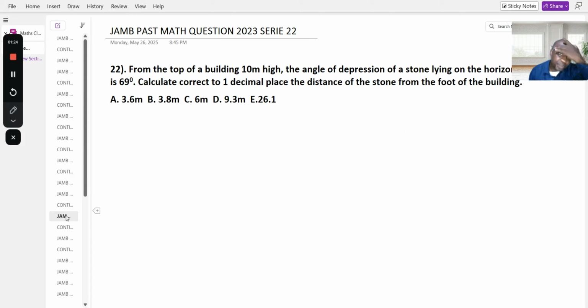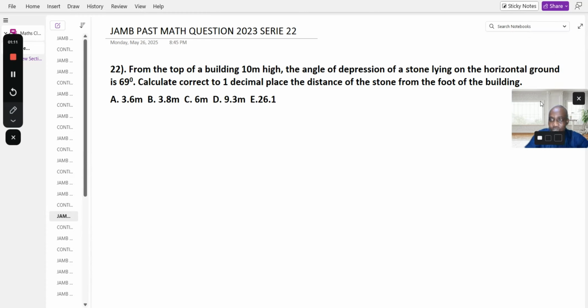From the top of a building 10 meter high, the angle of depression of a stone lying on the horizontal ground is 69 degrees. Let me remove my picture, blocking the question. Calculate, correct to one decimal place, the distance of the stone from the foot of the building.